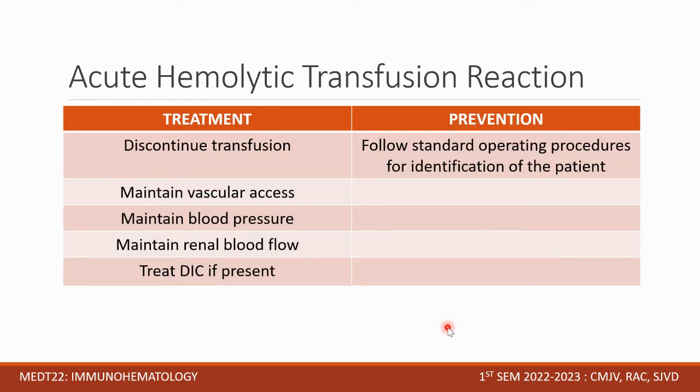So how would we treat our acute hemolytic transfusion reaction? First, discontinue the transfusion right away. Maintain vascular access, maintain blood pressure, maintain renal blood flow, and treat DIC if present.